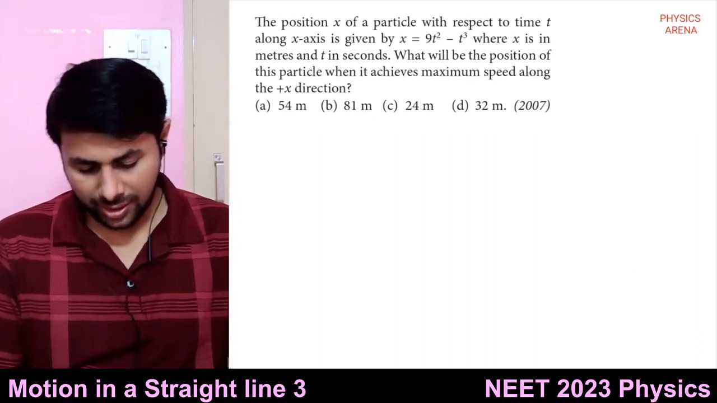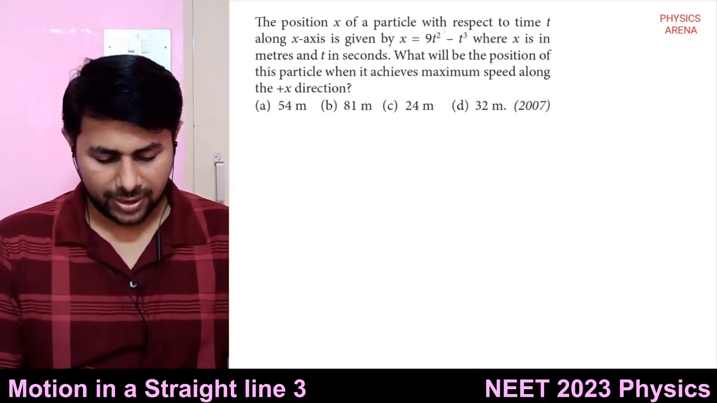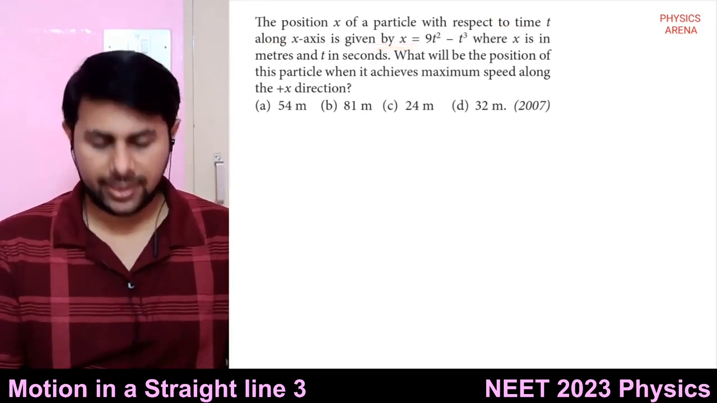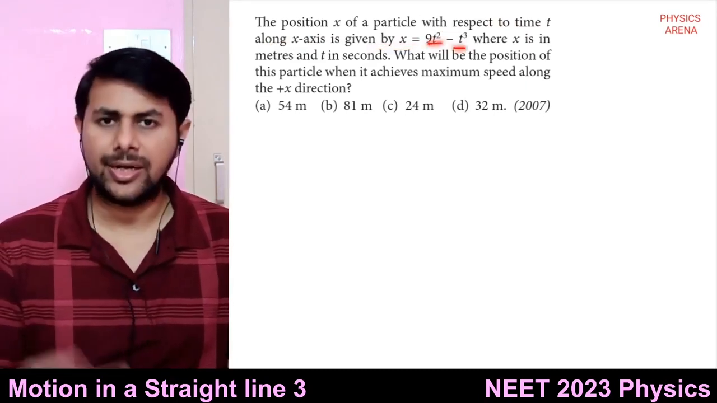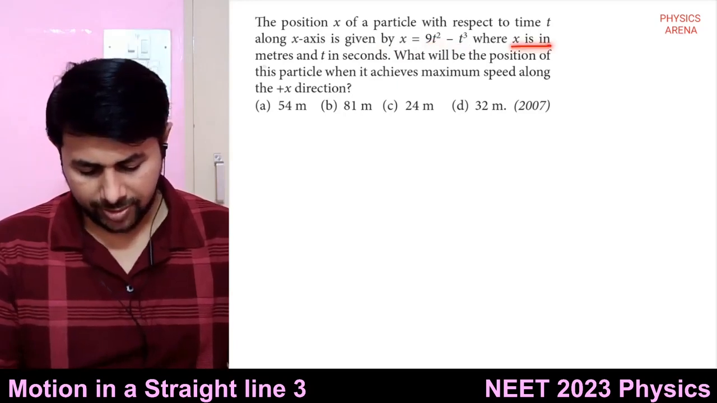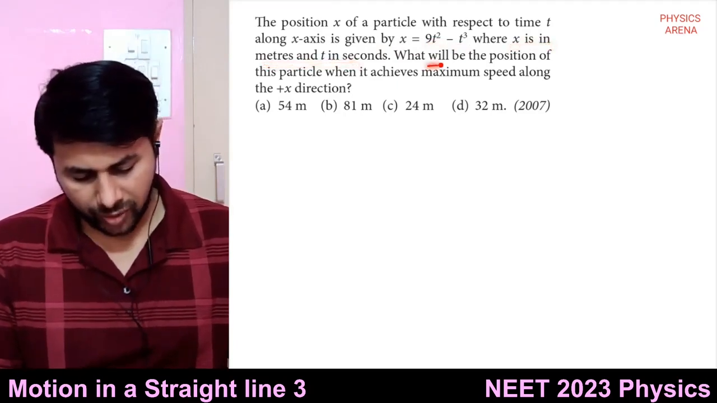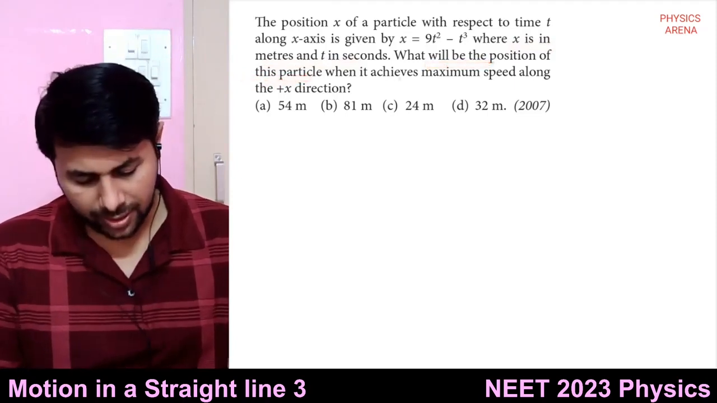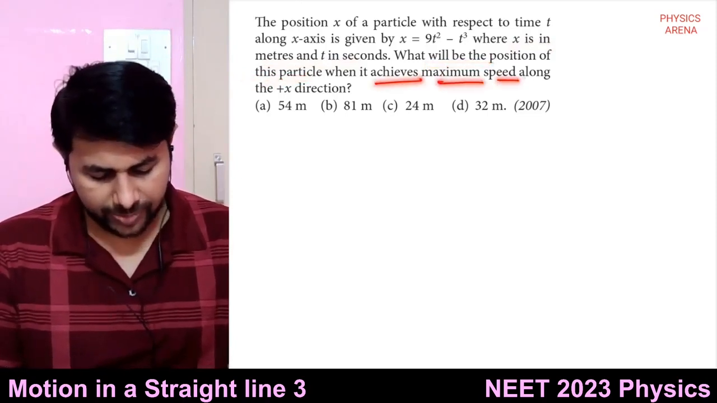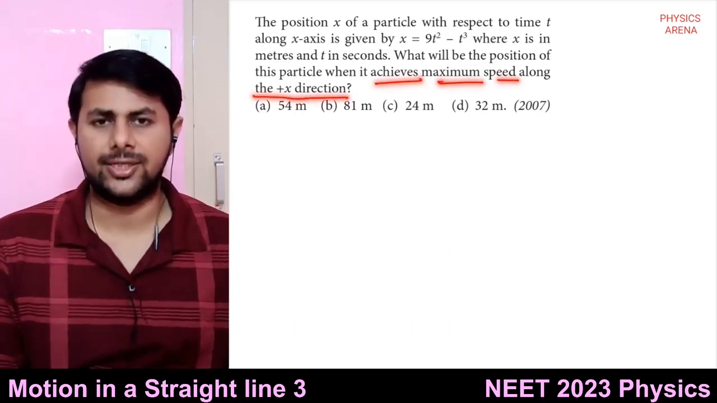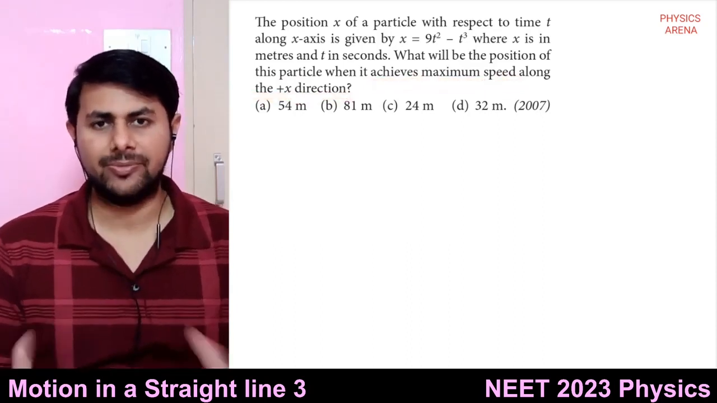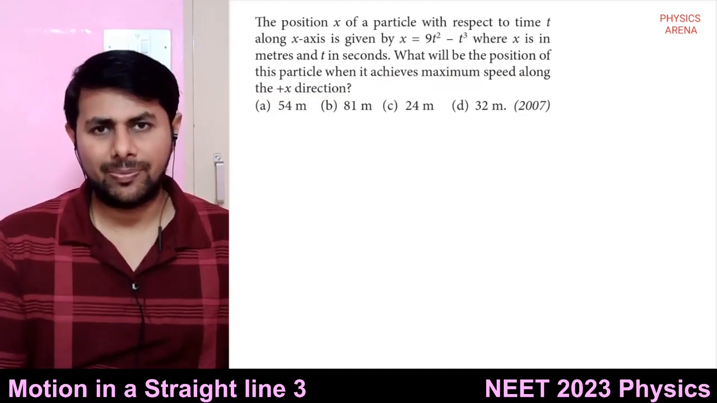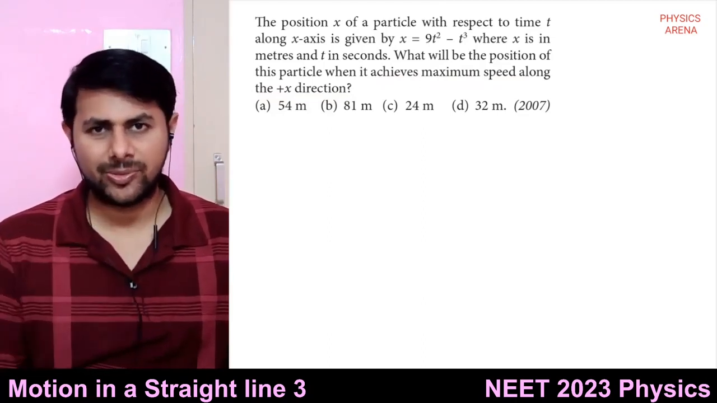Next question. The position x of a particle with respect to time t along the x-axis is given by x is equal to 9t square minus t cube, where x is in meters and t in seconds. What will be the position of this particle when it achieves maximum speed along positive x direction? So now, what will happen when it achieves the maximum speed?